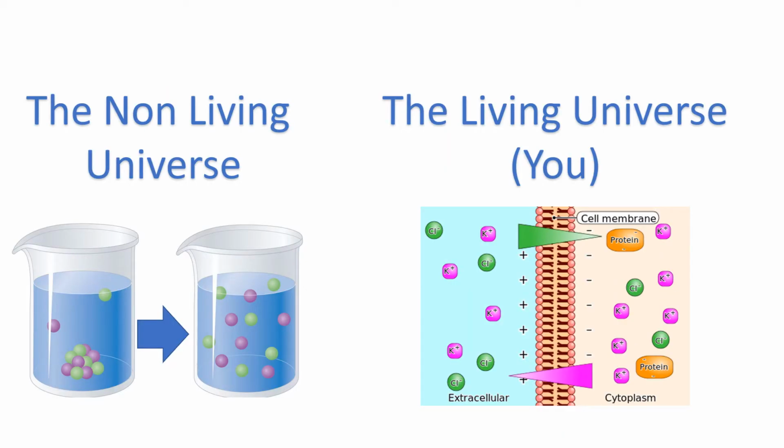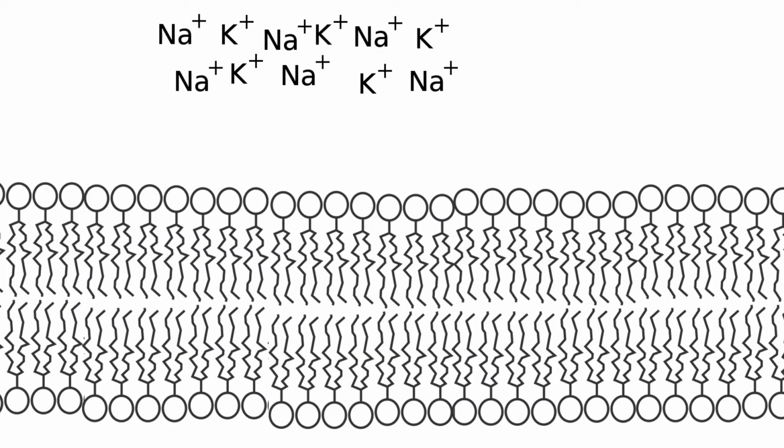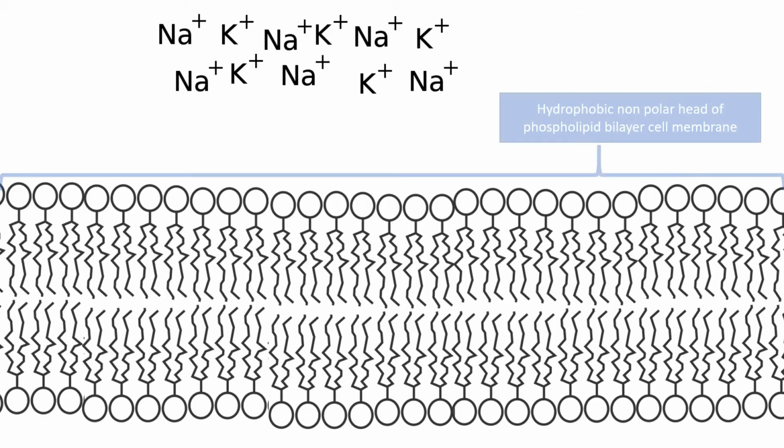So, what makes us different than the non-living universe? How are we able to concentrate these ions into specific compartments? And why does that matter? Each cell is composed of a cell membrane made up of hydrophobic nonpolar heads and these fatty acid tails. This is called a phospholipid bilayer.